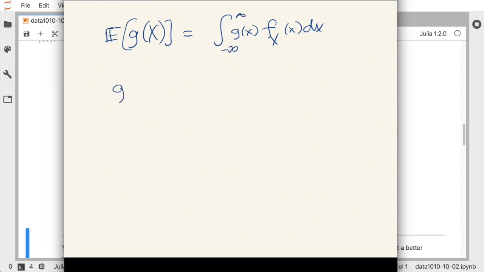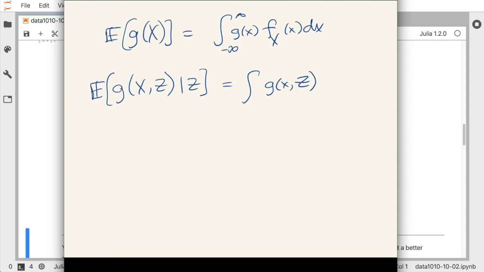Likewise, if you have a random variable that depends on two random variables, let's call them x and z, and you want to find the conditional expectation of that random variable g of x comma z conditioned on z, then we'll do the same thing. We're going to integrate the value that we want to take the expectation of, and then we're going to multiply it by the density for the randomness that we're integrating out.